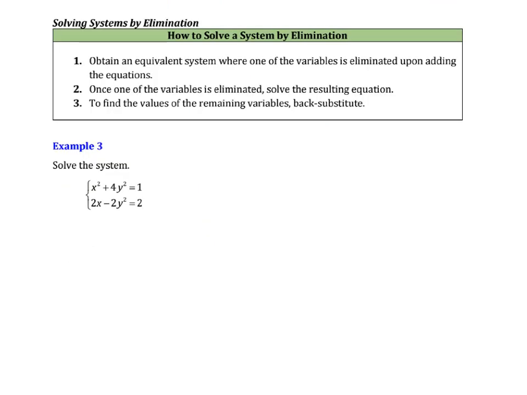We can also use elimination to solve systems. Oftentimes you'll see substitution is kind of like your default method, but sometimes elimination can go a little bit more quickly. If you notice in this system, we have y squareds, so we can multiply this second equation and get an equal but opposite coefficient. So let's take a look. We have x squared plus 4y squared equals 1, and our second equation is 2x minus 2y squared equals 2. Let's multiply this second equation by positive 2.